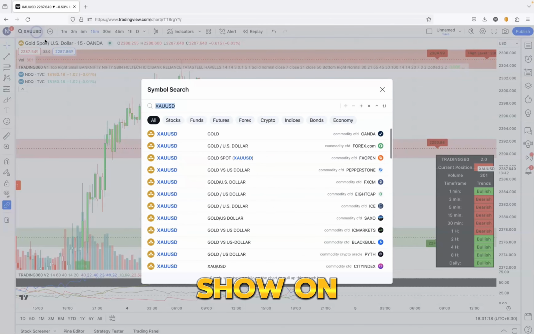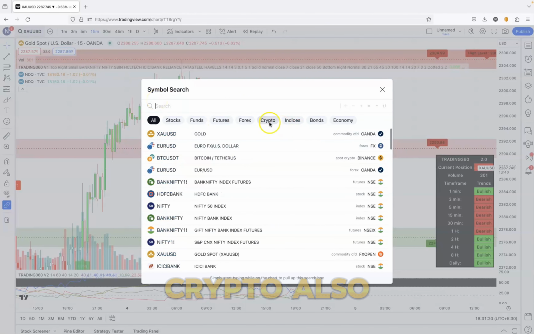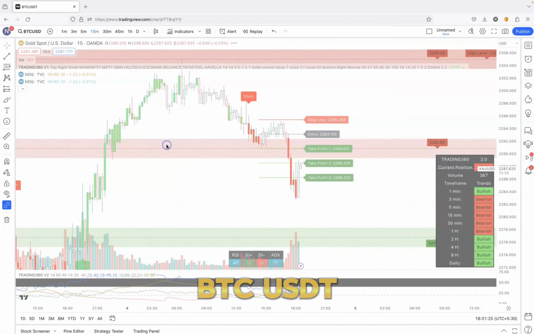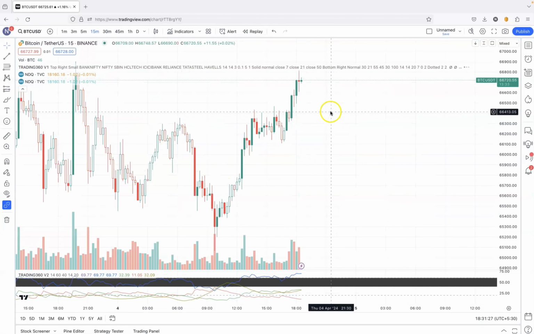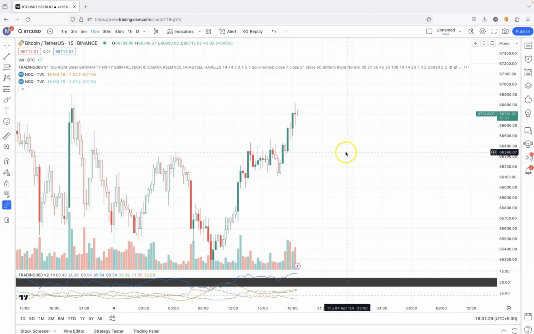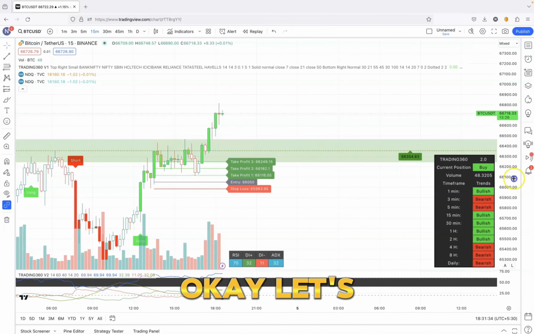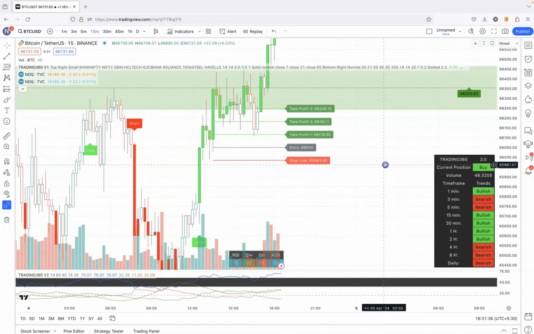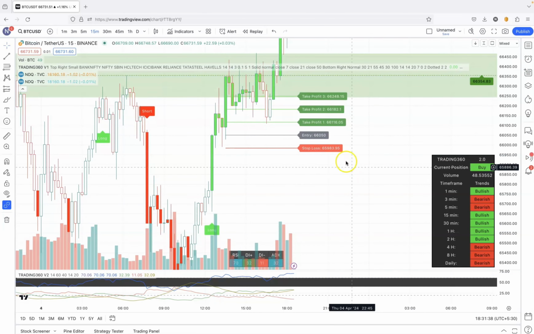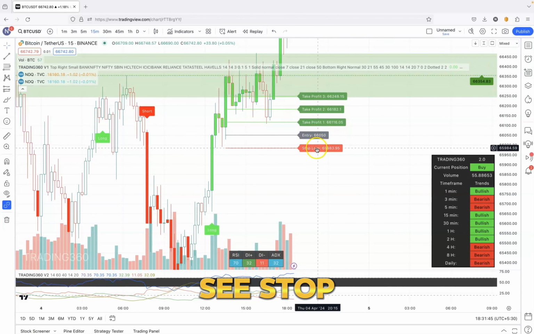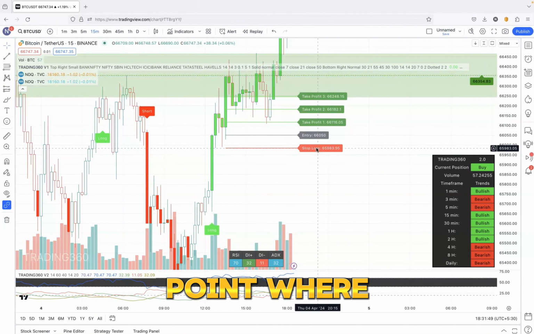I'll show on crypto also. For crypto I am choosing BTC/USDT. Okay, let's see. I'll zoom this one. You can see the entry point has been given at 66050. See the stop loss: you can see it has accurately been given the exact point where you want to keep the stop loss.